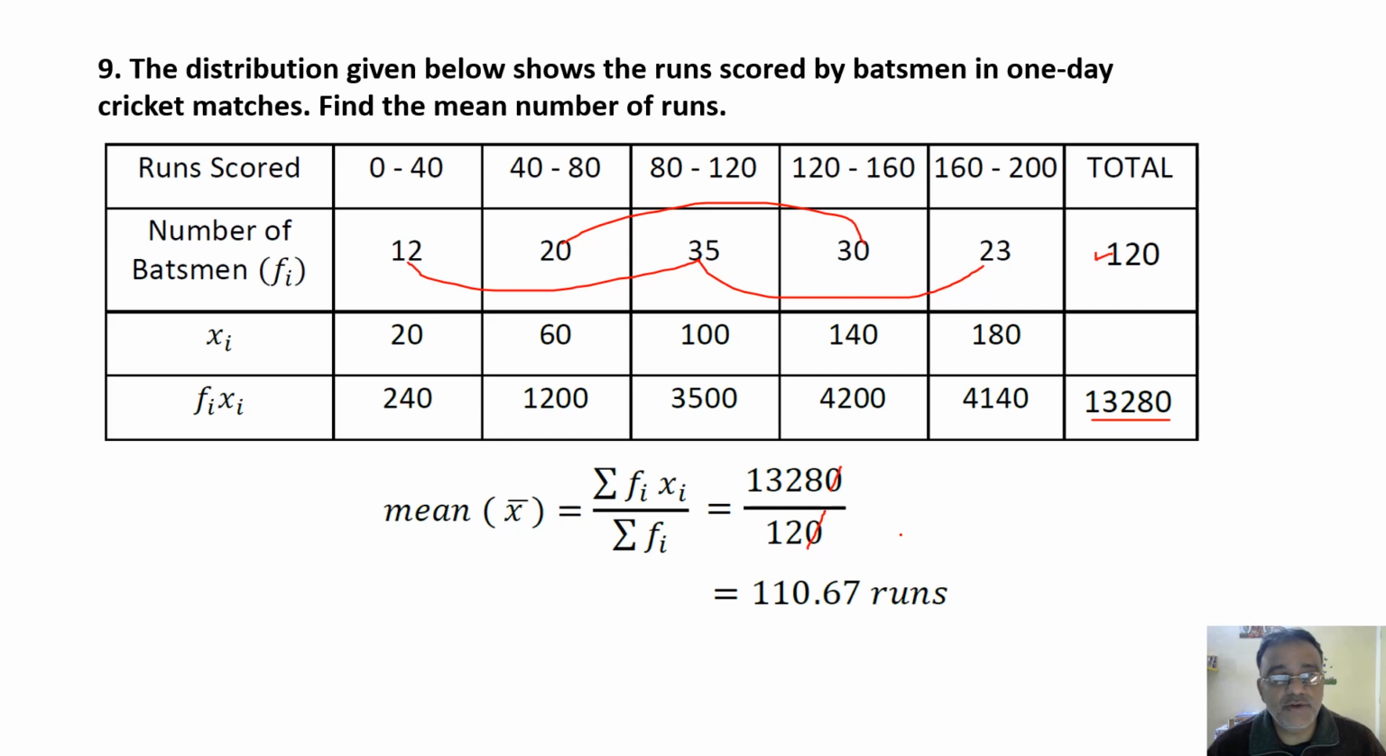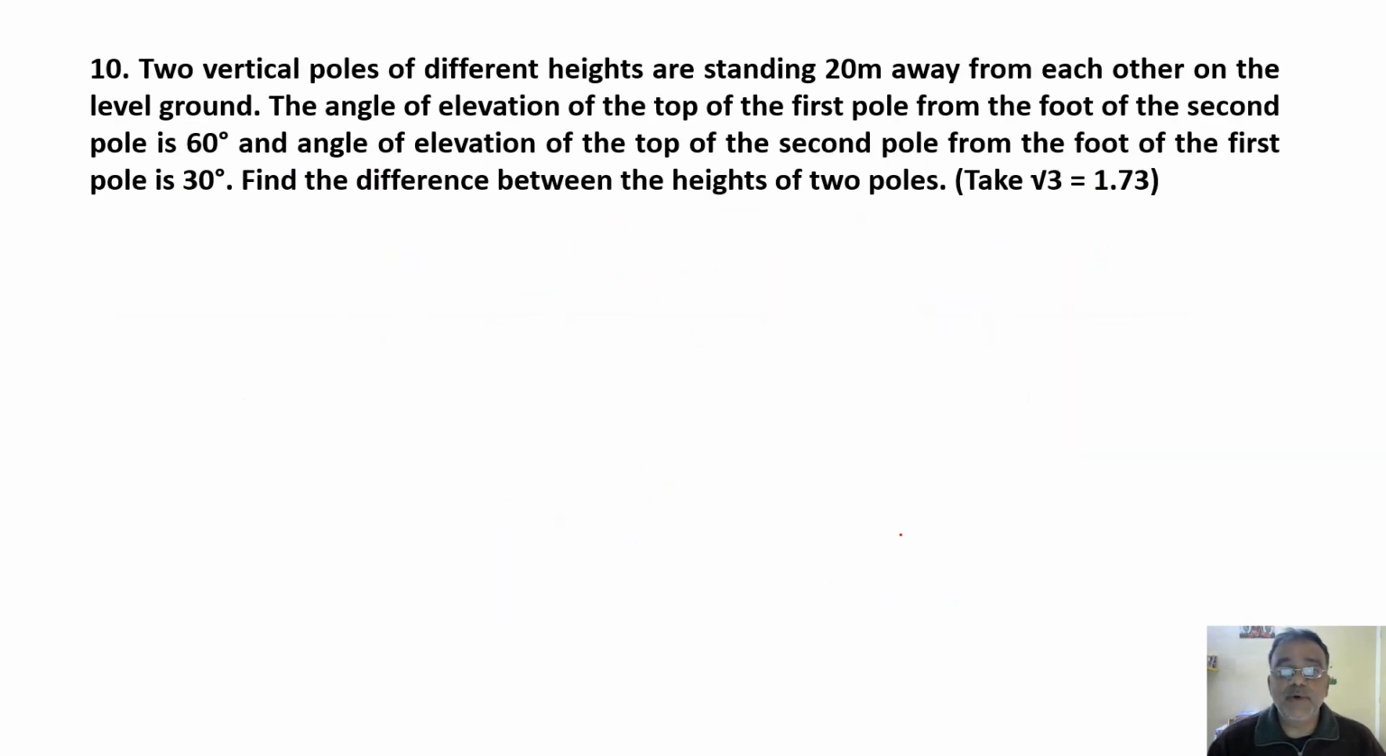Now we are moving toward question number 10. Two vertical poles of different heights are standing 20 meter away from each other on the level ground. The angle of elevation of the top of the first pole from the foot of the second pole is 60 degree, and the angle of elevation of the top of the second pole from the foot of the first pole is 30 degree. So the one with the greater angle of elevation will be taller. Find the difference between the heights of two poles, and we have to compulsorily substitute the value of √3.